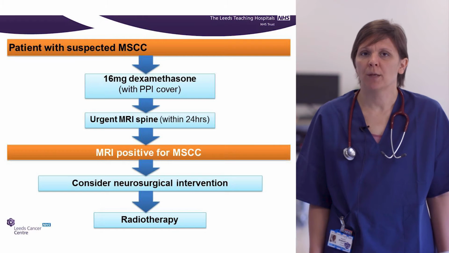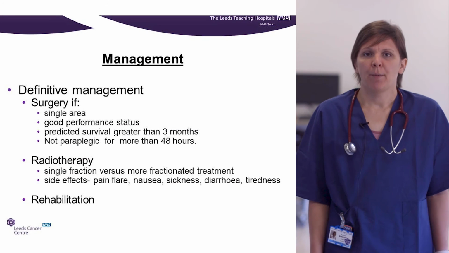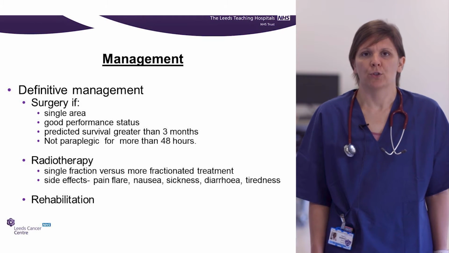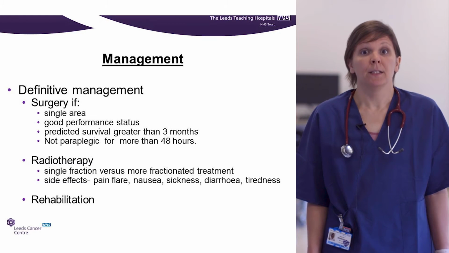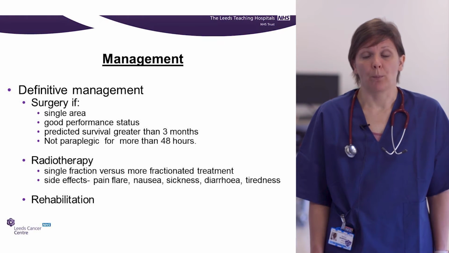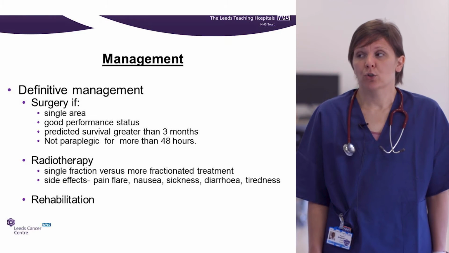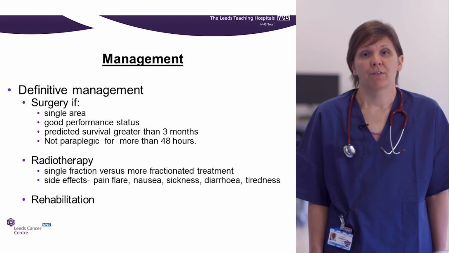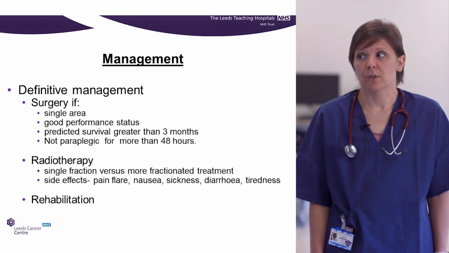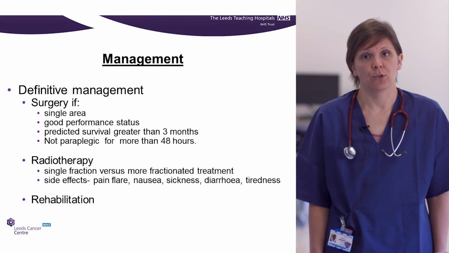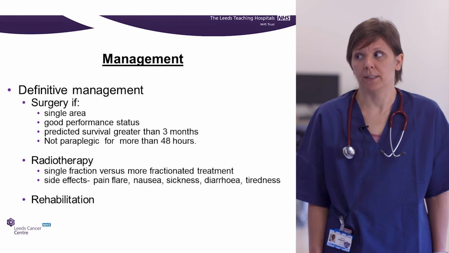So how do we determine whether somebody may well be appropriate for surgical intervention? If the MRI spine shows a single area of vertebral collapse and cord compression with no other metastatic disease through the spine, then it may be that we could consider surgical decompression. If the patient has a good performance status, and if they're likely to survive greater than 3 months, again, we should be discussing this patient group with our surgical colleagues.